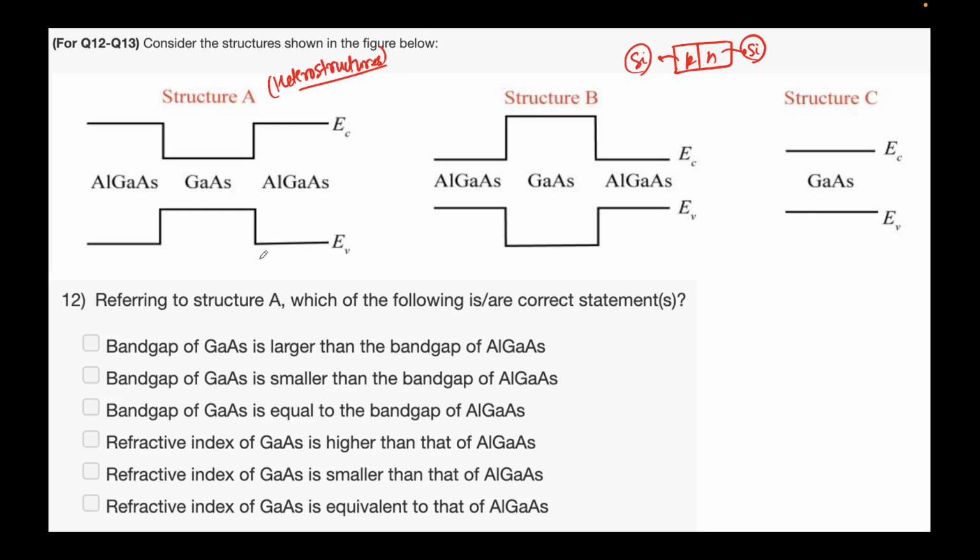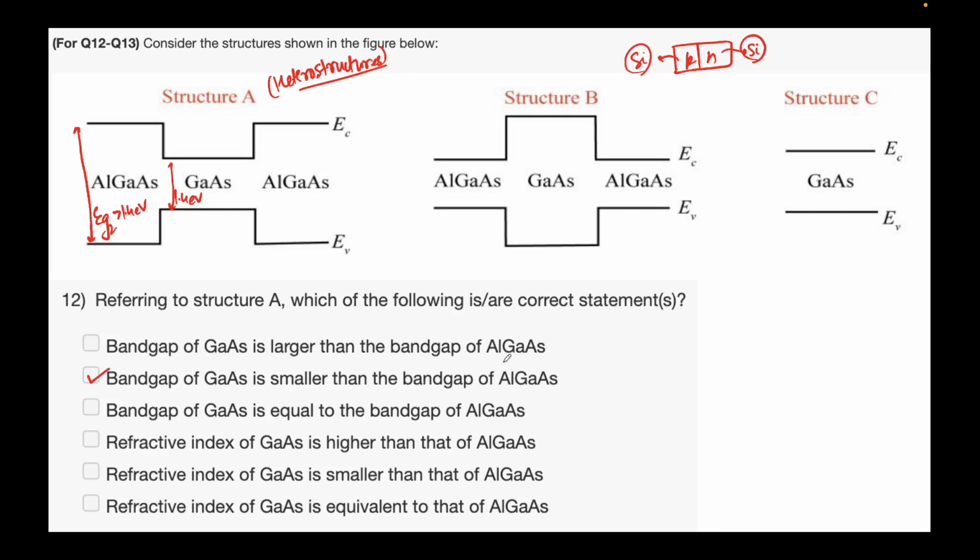So the question asked is, refer to the structure A and which of the following statements are correct. Again, more than one option can be correct. So first it asks about the band gaps. If you see the structure A, this is the band diagram that is being drawn. So we know gallium arsenide has around 1.4 eV, 1.42, and this is clearly looking larger than that. So whatever this Eg2 is, it is greater than 1.4 eV clearly. So what we see is that the band gap of gallium arsenide is smaller than the band gap of aluminum gallium arsenide. So this is correct.